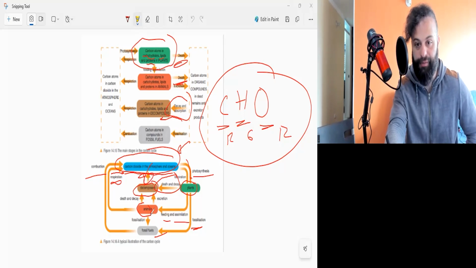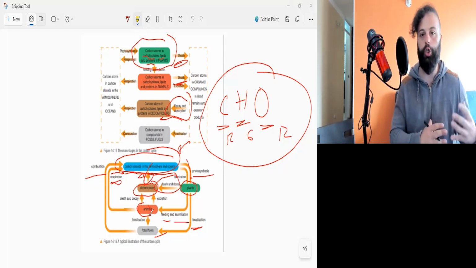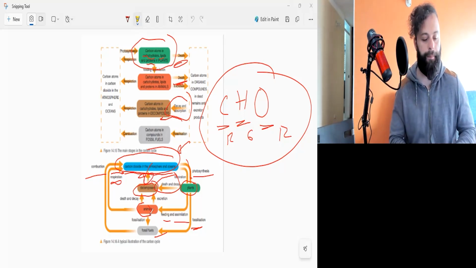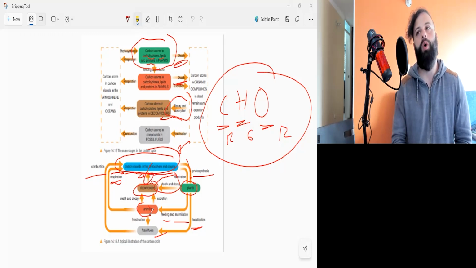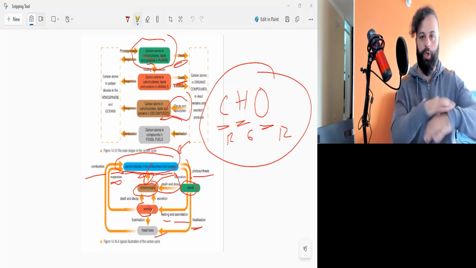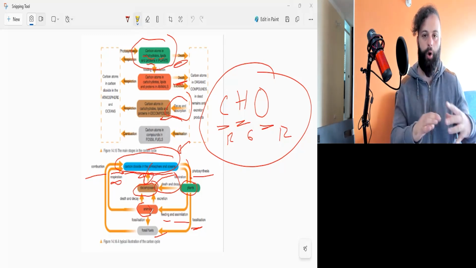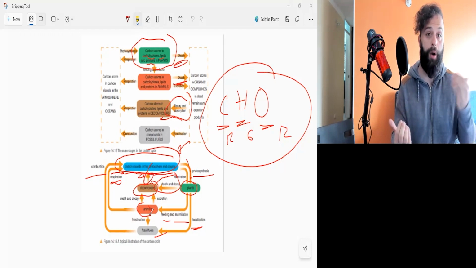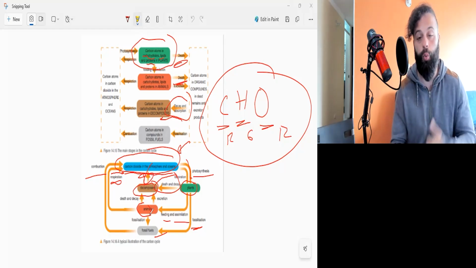Now let's talk about the ocean. The ocean is a very big carbon sink. What that means is when the oceans were formed, there was a lot of carbon dioxide in the atmosphere, but when the oceans formed, a lot of this carbon dioxide actually dissolved into the water.